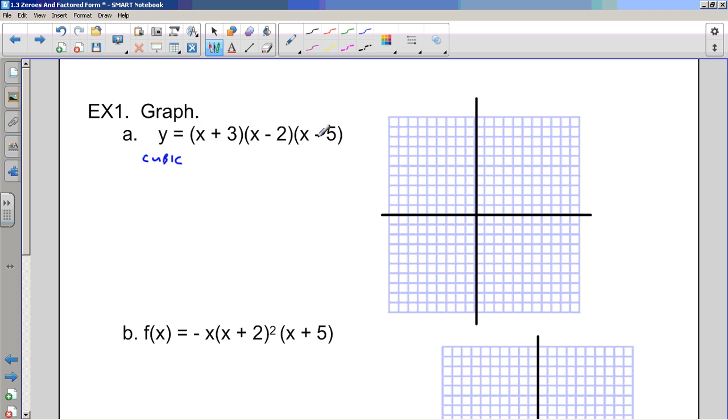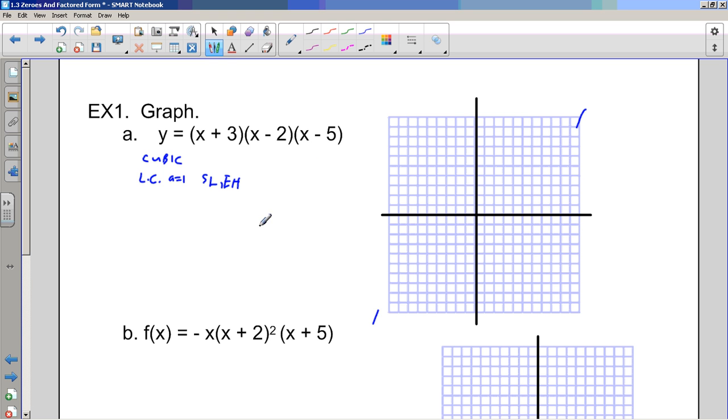And you notice if I were to expand this, the leading coefficient would be just the number part on the x cubed, which would be a equals 1. So I can tell it's cubic, degree 3, it starts low and ends high, right? So I know it starts low and ends high. And these are known things from the other day.